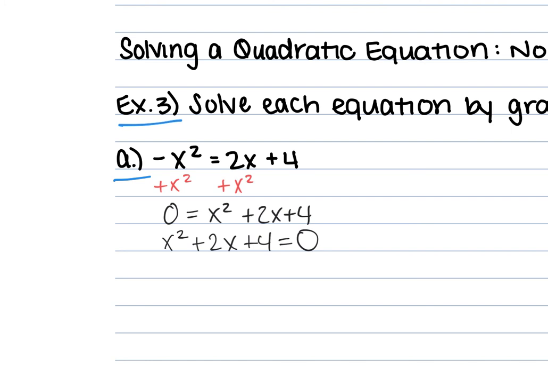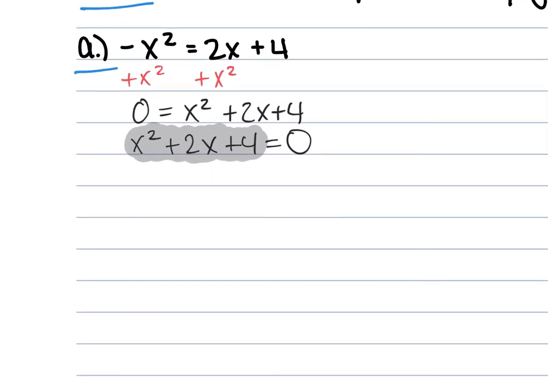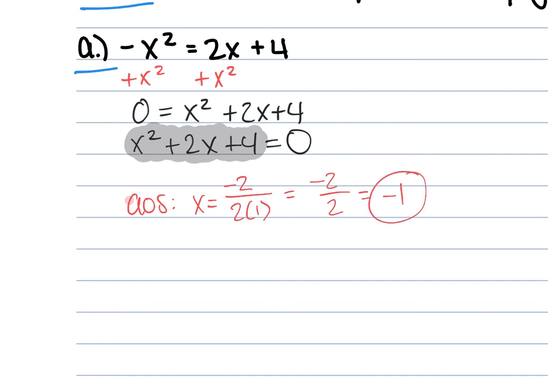Now, once we have this, we need to graph the left-hand side. Our graph is gonna tell us the x-intercepts, and those x-intercepts become our solutions, okay? So to graph, we find the axis of symmetry, then the vertex, and then the y-intercept. Our axis of symmetry is gonna be x equals negative 2 over 2 times 1. This is negative 2 over 2, which is negative 1. So our axis of symmetry is x equals negative 1.